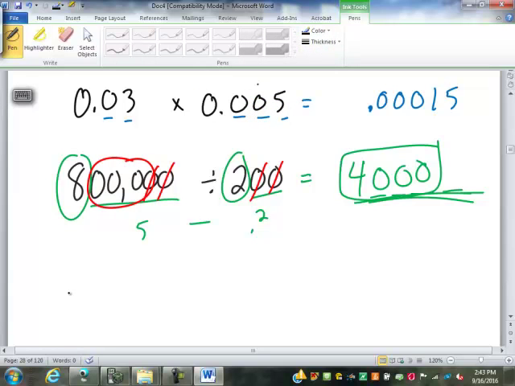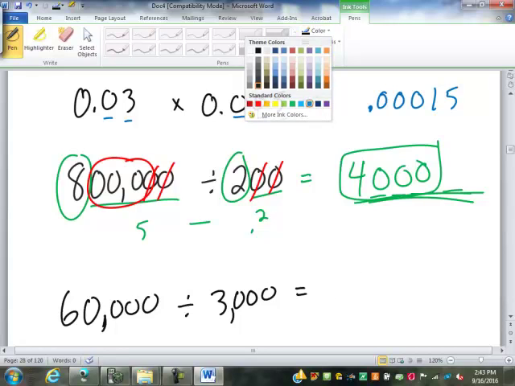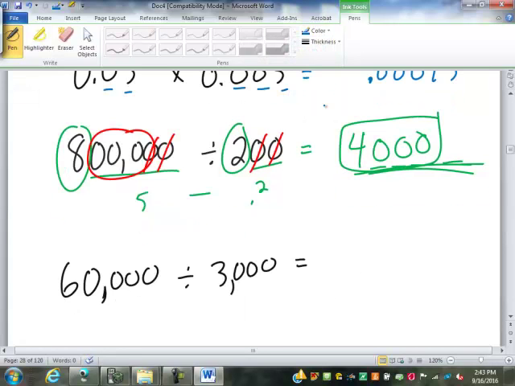So if I have 60,000 divided by 3,000, what am I going to get? 1 0, yep. So 6 divided by 3 is, you were just 1 question ahead of me. 6 divided by 3 is 2, and we do have 1 0. We cancel off 1, 2, 3, 1, 2, 3, we're left with 1 0. Perfect.